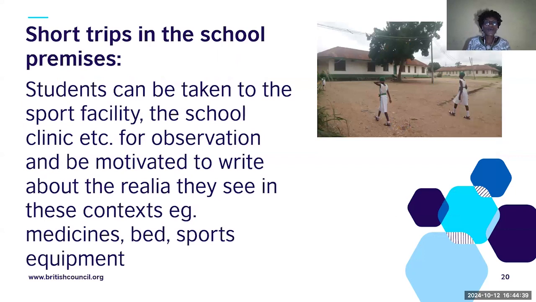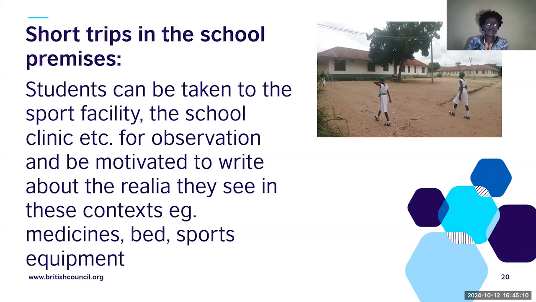Now, short trips in the school premises. Students can be taken to the sport facilities, to the school clinic for observation. You may not have a very large sport facilities in your school, but you may have a small field where students do play football. You may have a small school clinic or maybe a dormitory where students eat. Maybe if you have hostel in your school, you can take your students to places like that and ask them to write about it.